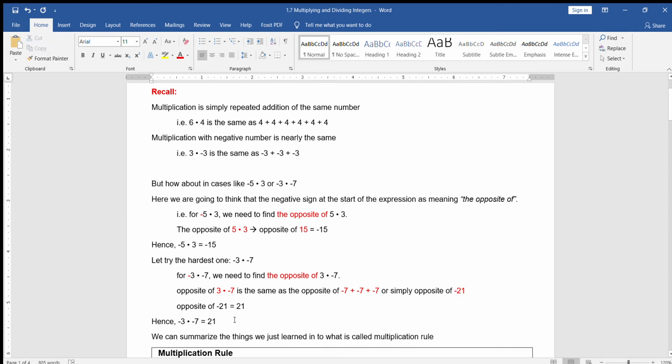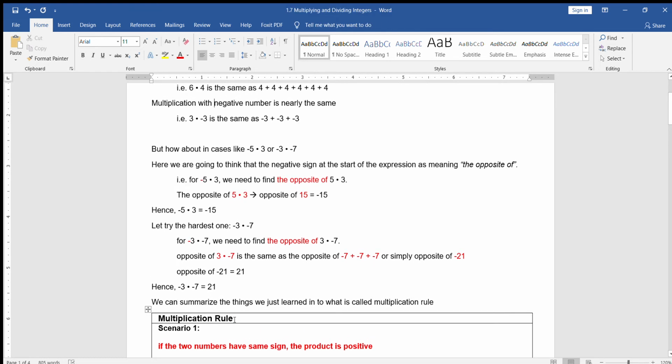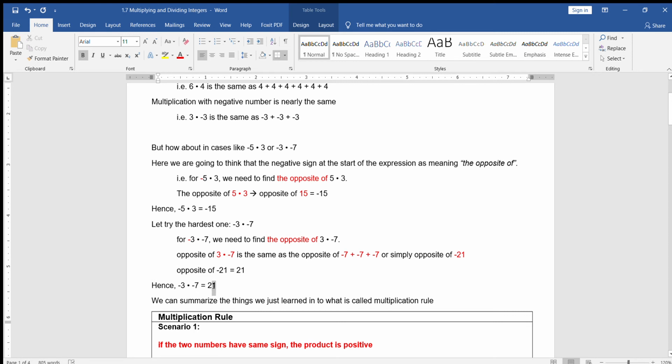But this is a lot of work. So we're going to learn something to summarize these rules that we just learned into simple, basic rules. And this is the addition and multiplication rule. In the multiplication rule, as you can see, there are two scenarios. Scenario 1 is if the two numbers have the same sign, in this case 6 times 4 and negative 3 times negative 7. As you can see, the product of those two numbers is going to be positive.